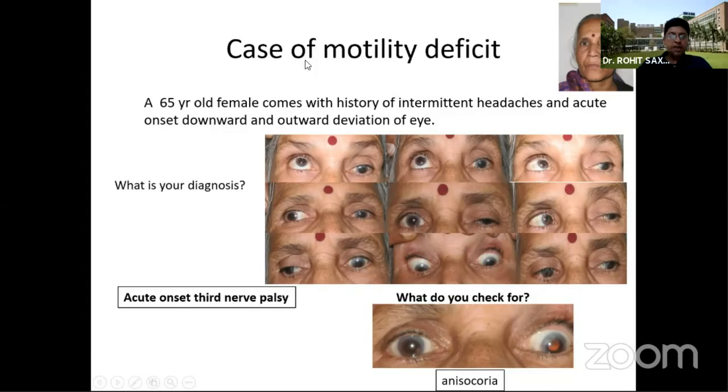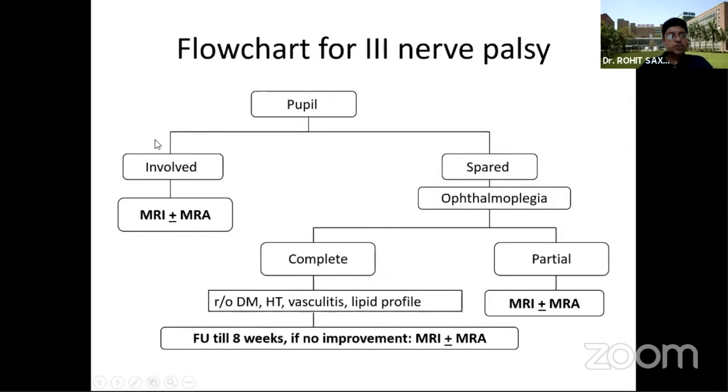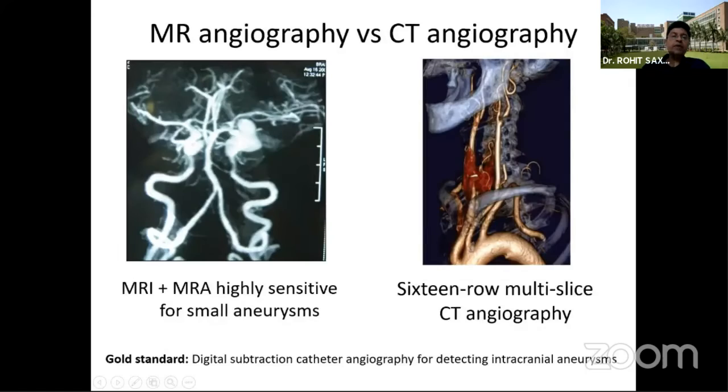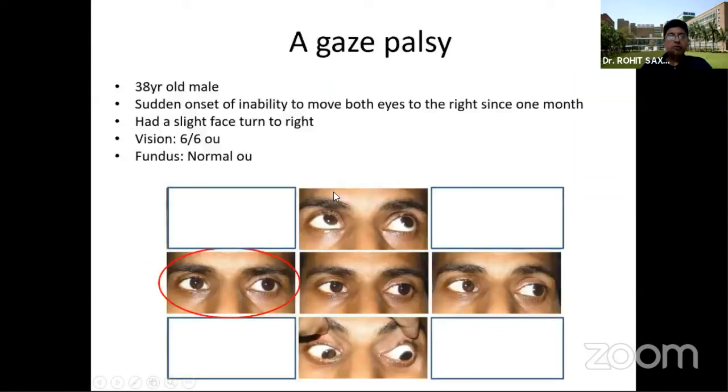The other conditions where you may require imaging are motility defects. So acute onset third nerve, look for pupillary involvement. You must do an MRA with an MRI. If the pupil is spared, if the ophthalmoplegia is complete, look for vascular causes and follow up. If no improvement, you may require imaging. However, if the presentation is partial, even if the pupil is spared, you need to investigate and image because it could be an evolving aneurysm that needs to be identified early. So an MRI along with an MR angio or a CT angio would be extremely helpful.